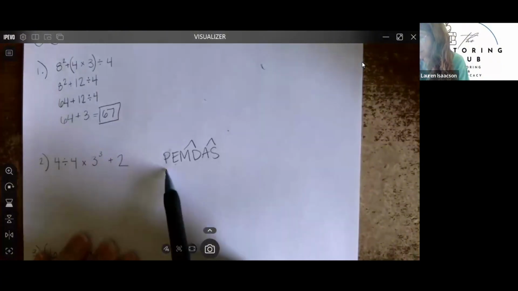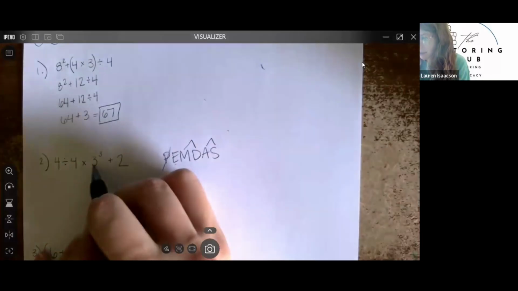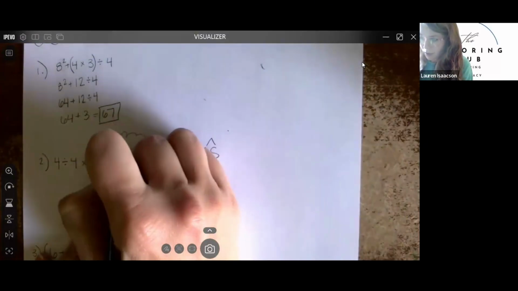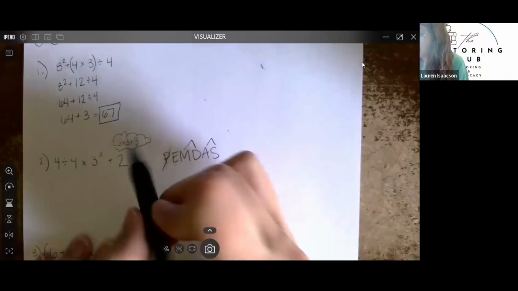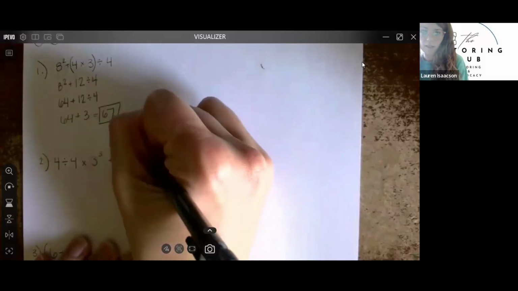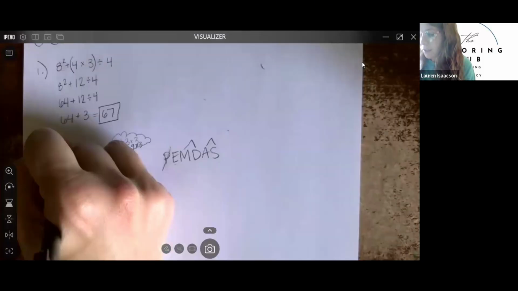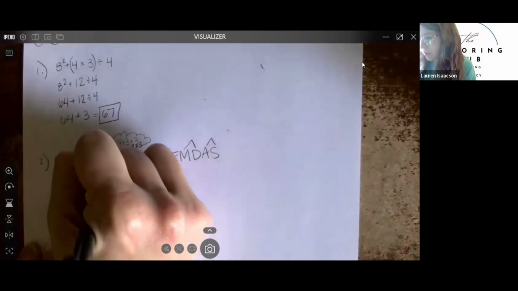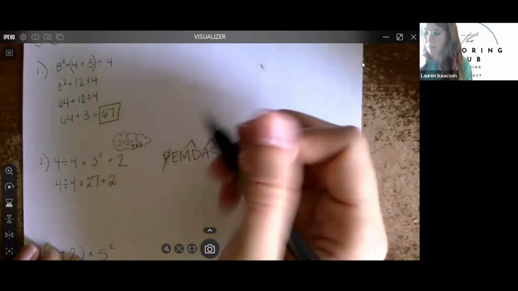So I don't have any parentheses, right? So I can mark off my P. Now, I see I have an exponent, so 3 to the third power. So my little thought bubble, this is 3 times 3 times 3. So 3 times 3 is 9, and then 9 times 3, right? 9 times 3 is 27. So now we're going to rewrite our problem. So 4 divided by 4 times 27 plus 2. Okay, so now I have done my exponents.